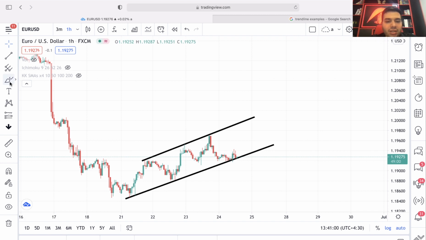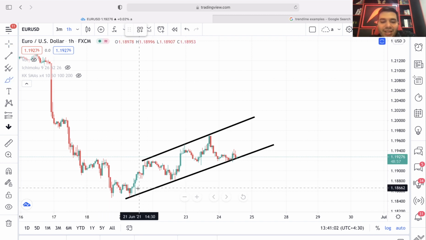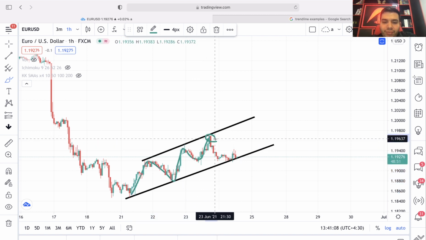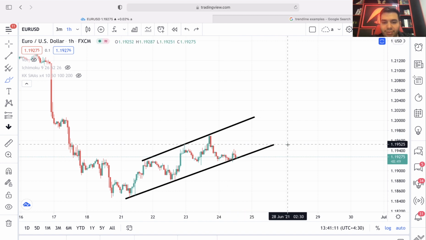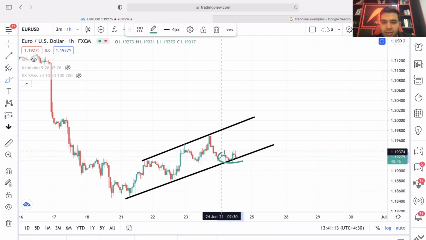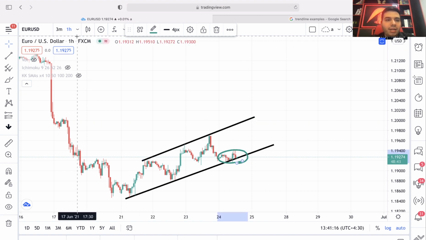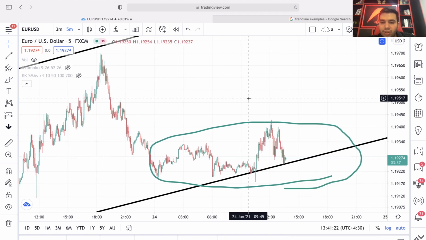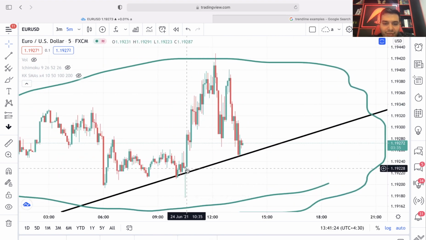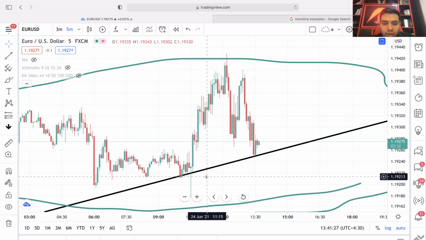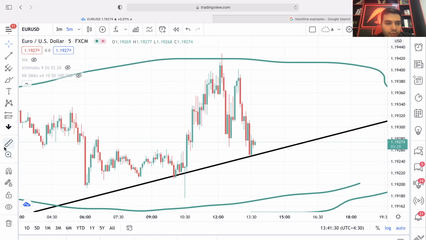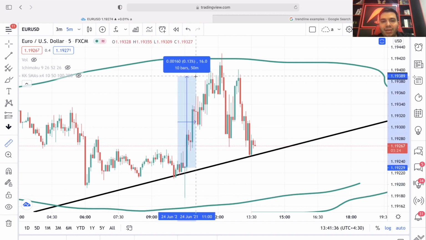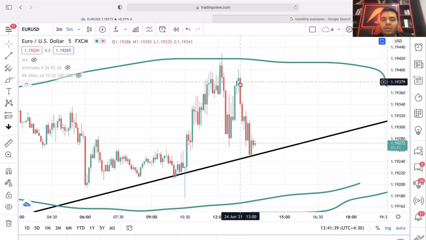I will talk about channels in the next videos, okay? But this is a perfect channel. We could sell the high of this channel, and I will talk about channels later. And also we can analyze this area and wait for bullish signs to enter buy positions. For example, after this candle, I would enter a long position with a stop loss of 5 pips, and you had a 20 pips take profit.